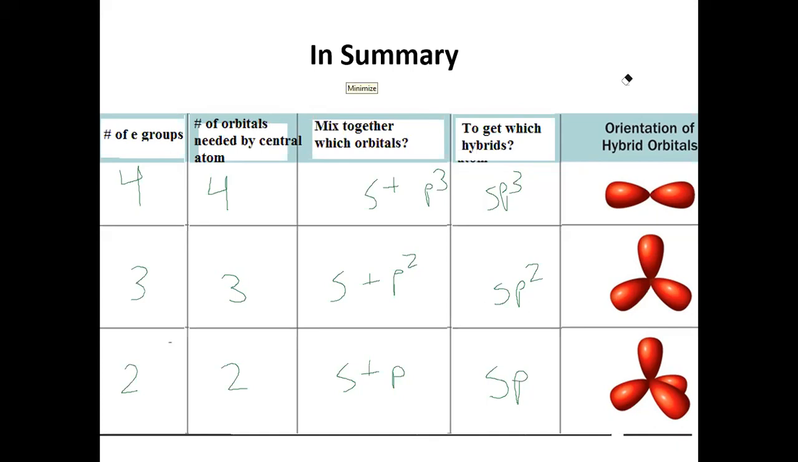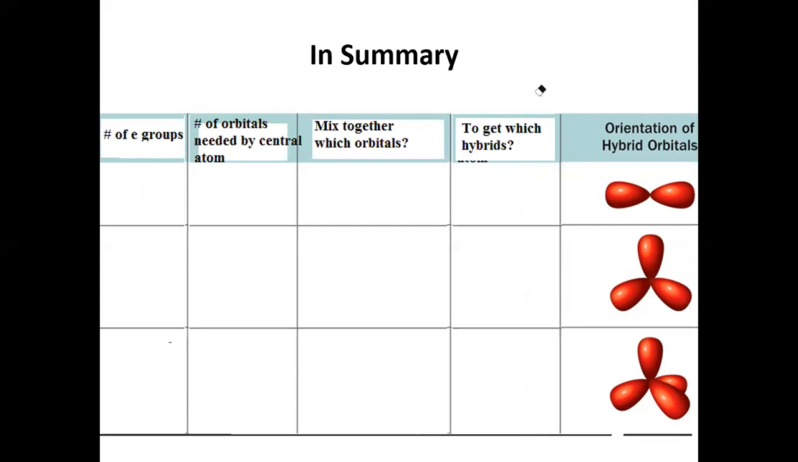Okay. And actually, real quick, I apologize, but I just realized I had the chat box over the thing. So real quick, just so it doesn't confuse you, I'm going to rearrange this. So we'll do this again, I'll try this again because now I can see this. So there are 2 electron groups here. I need 2 orbitals. It's going to be an s plus a p, and I'm going to get sp.